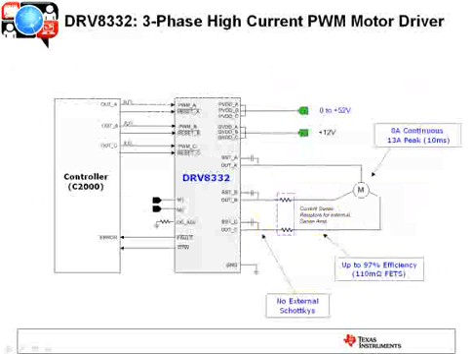Okay, let's take a look at some actual parts. So here we have the DRV8332. This is a 3-phase high current PWM motor driver, highly integrated. So all the gate driver, protection circuitry, everything we talked about, except for actually the current regulation, is integrated into this DRV8332. Now in terms of the control interface, it's a PWM control interface, and you're relying pretty heavily on a controller to drive this device.